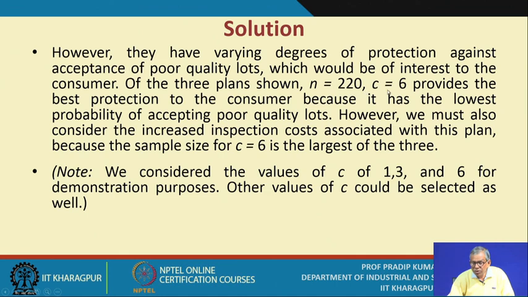Now of the 3 plans shown, n equals 220, C equals 6 provides the best protection to the consumer. This point we have already elaborated. As the sample size increases, you will have better protection against consumer risk. However, it has the lowest probability of accepting poor quality lots. We must also consider the increased inspection cost associated with this plan, because the sample size for C equals 6 is the largest of the 3. So you have to make a trade-off.